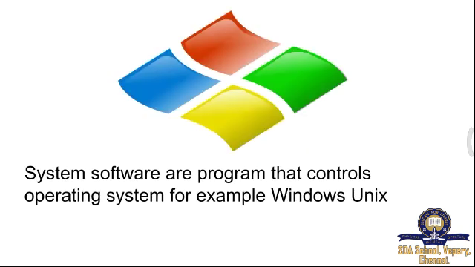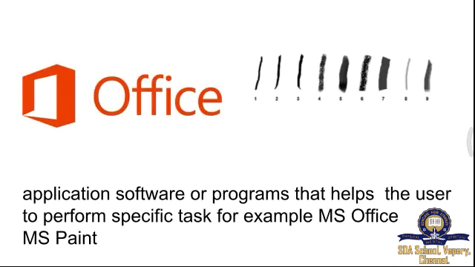Next, system software are programs that control the operating system, for example Windows and Unix. I told you in the previous slide that there are two types of software. The first one is system software, and the operating systems are system software. Windows and Unix are also examples of system software. I'm showing the logo. This is for application software.